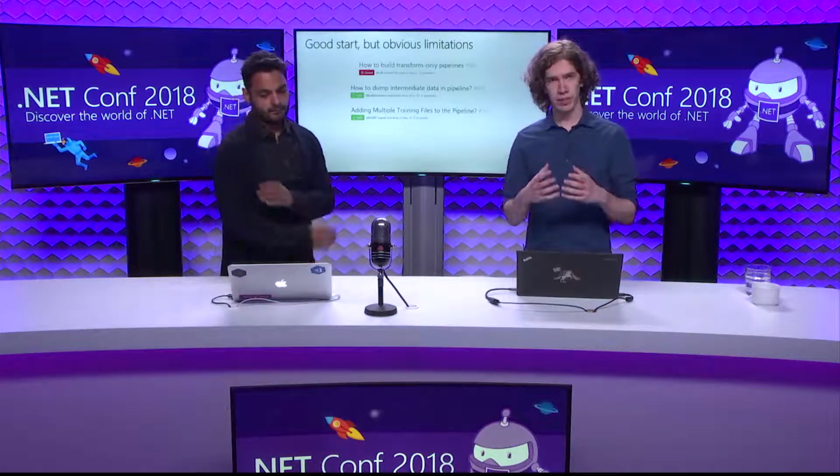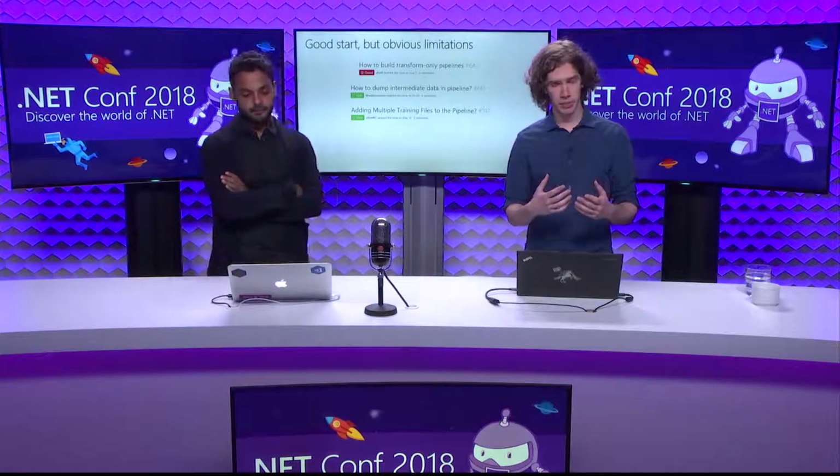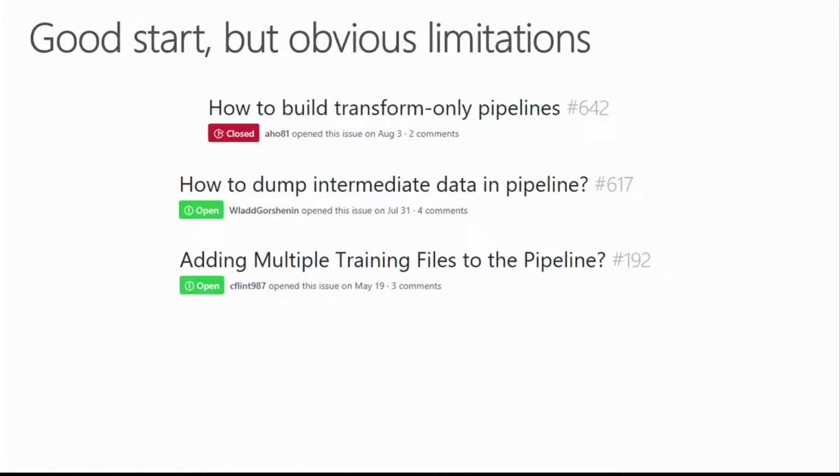Absolutely. So I mentioned earlier that we released ML.NET with a Learning Pipeline API at Build. This is a really good API for getting started with machine learning, and gives you one concept, the learning pipeline, where you add your text loader, your transforms, and your learner, and then you can train that learning pipeline to get a model. However, this API had very obvious limitations.